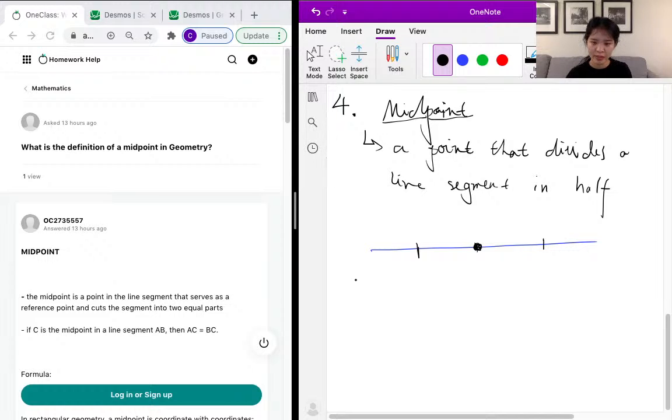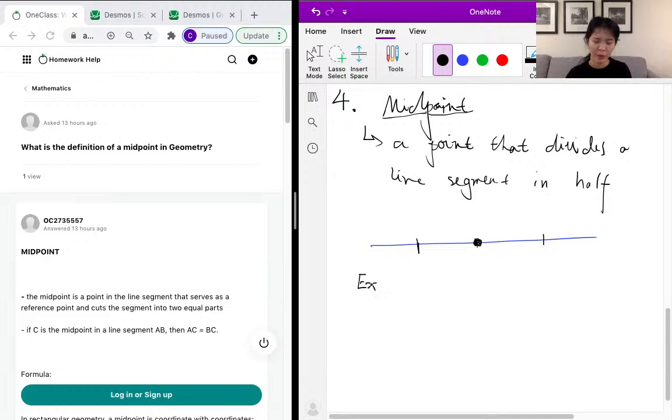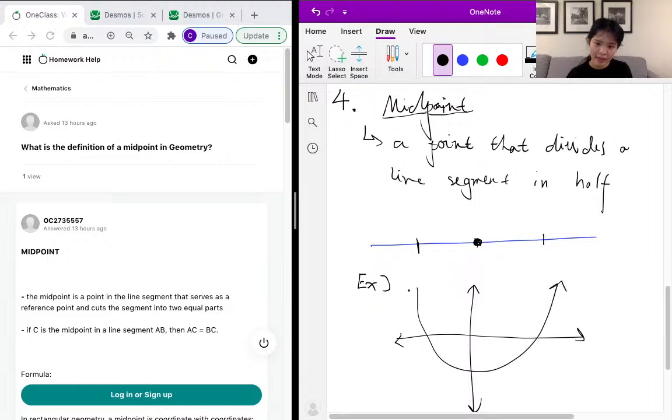Let me give you a really common area where you were asked to find the midpoint. If you're in secondary school, which ranges from grade 7 to 12, depending on how fast your curriculum goes, a really common question asked is asking you to find the vertex of a parabola. A parabola is just a function that has a graph like this.